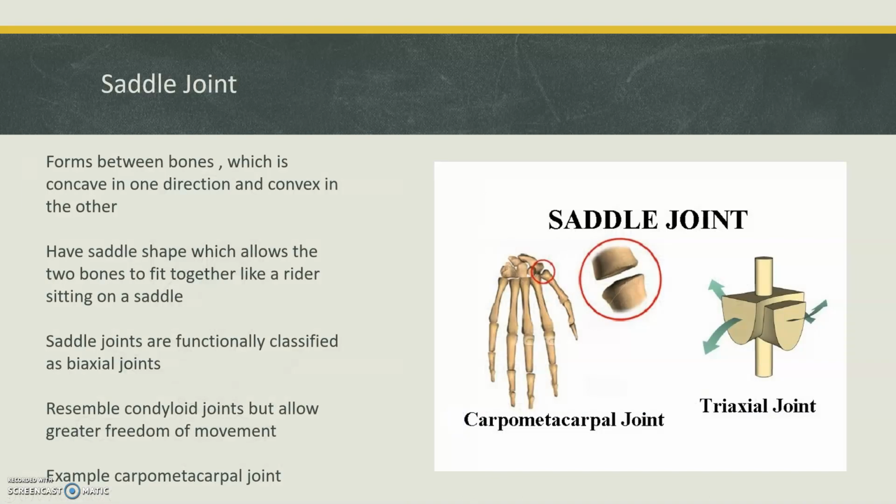Saddle joint. So saddle joints are basically just like they sound. They have a saddle shape which allows 2 bones to fit together like a rider sitting on a saddle. These are found in your carpal metacarpal joint.